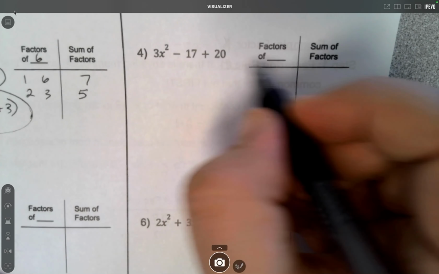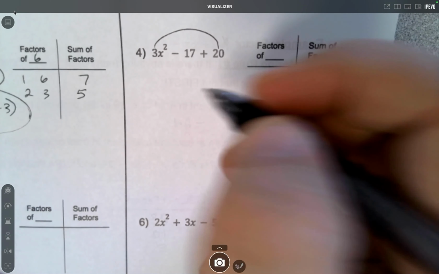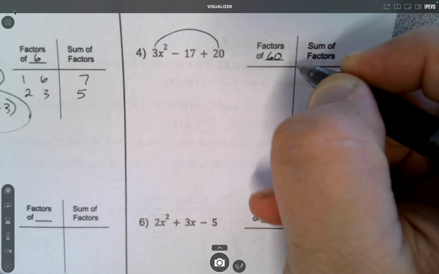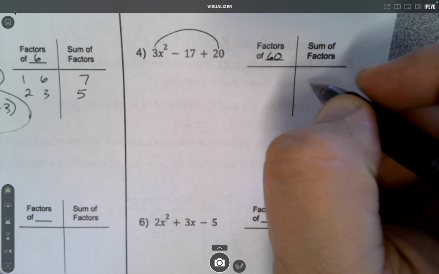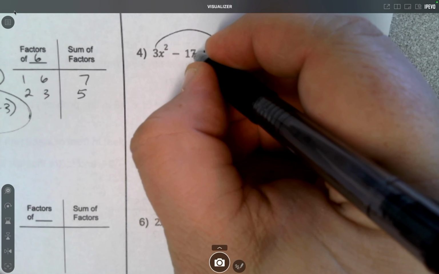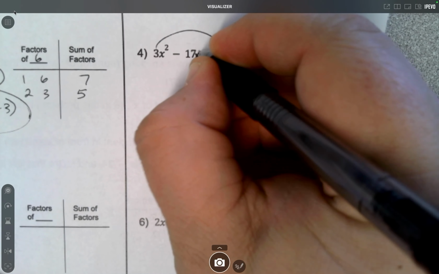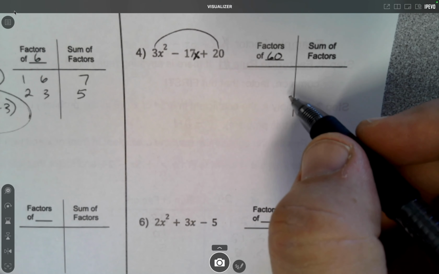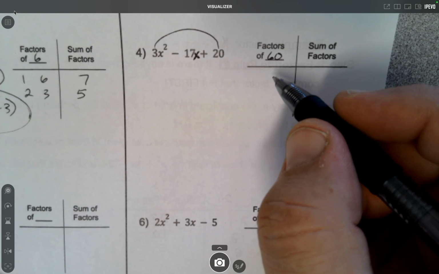Okay, this one, there's nothing they all have in common. So I do 3 times 20, which is 60. It is a positive number, so that means these have to be the same signs, both positive or both negative. Oh, sorry, there's a typo. That should have an x right there. We will have to use two negative numbers.